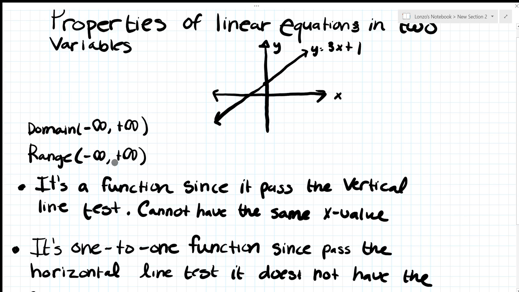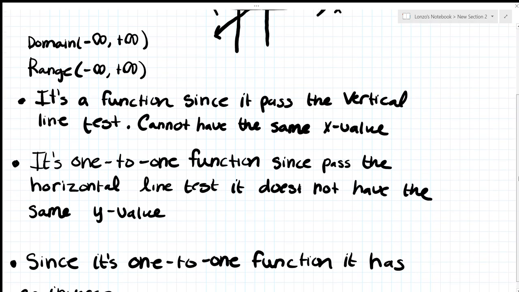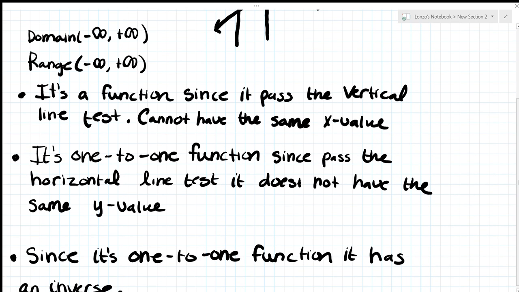It's a function since it passes the vertical line test. Remember the vertical line test: it cannot have the same x value, so it passes. If it hits more than once, then it's not a function. It's also a one-to-one function since it passes the horizontal line test. It does not have the same y value.